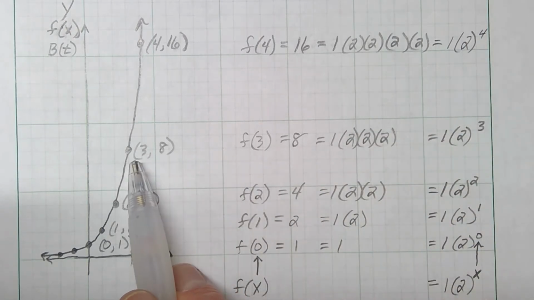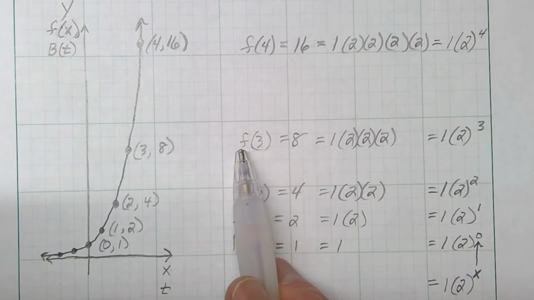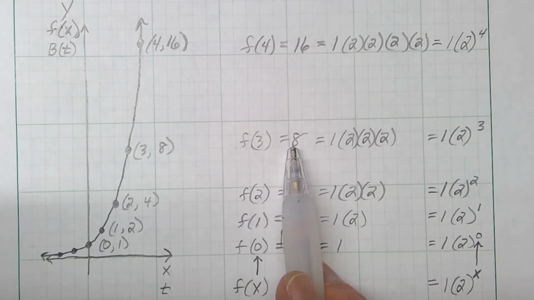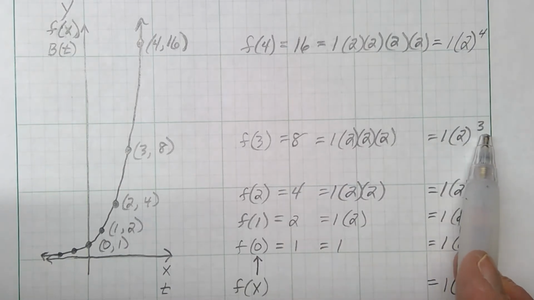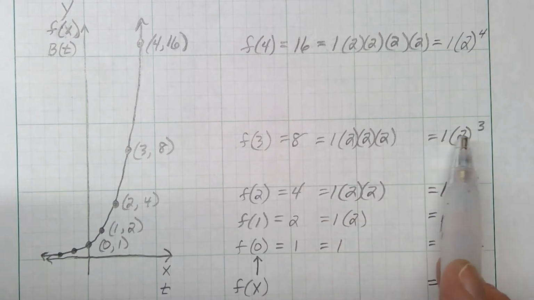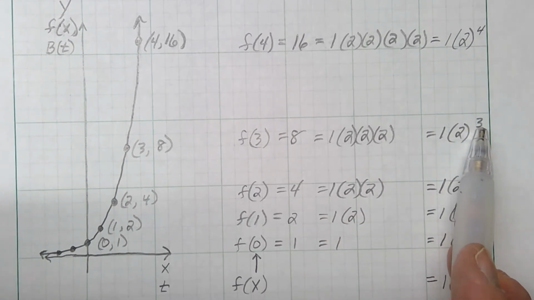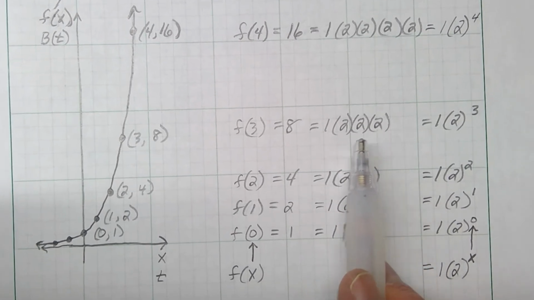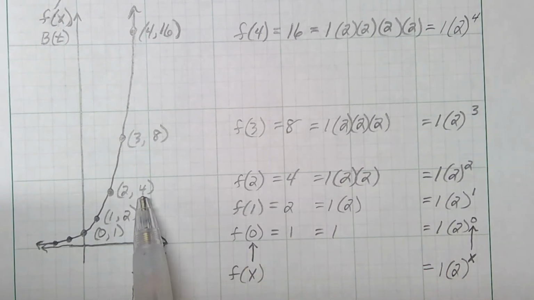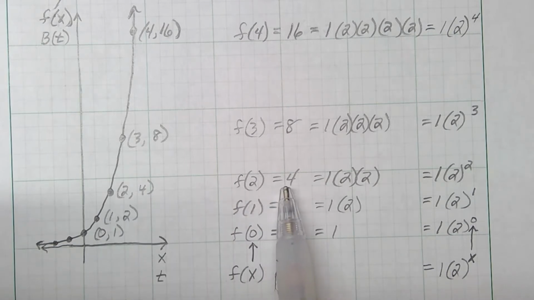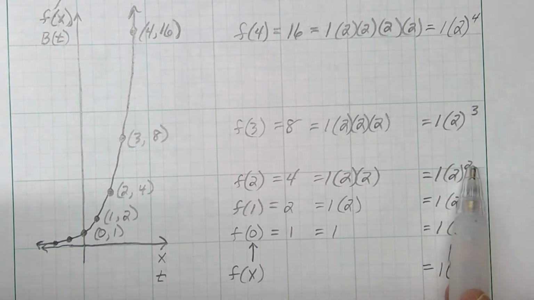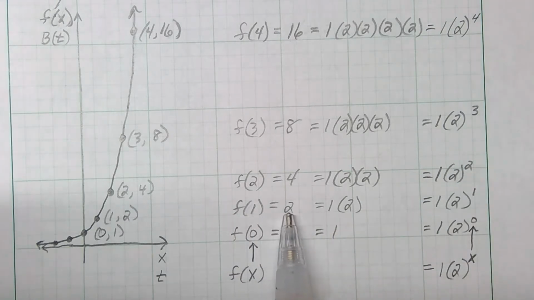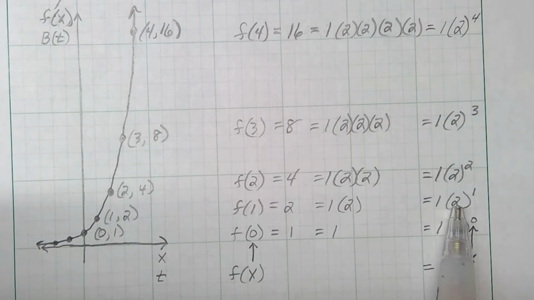Now we repeat the pattern down here. What about this (3, 8)? After 3 hours, I had 8 bacteria. I could say f of 3 was 8. How did I get the 8? I started with 1 and I doubled it 3 times. So it's 1 times 2 to the 3rd. Exponents are a short way of writing repeated multiplication. What about (2, 4)? After 2 hours, there are 4 bacteria. So f of 2 is 4. How did I get 4? I took the 1 and I multiplied it by 2 twice. f of 1 was 2. So it's just 1 times 2. That's 1 times 2 to the 1st power.